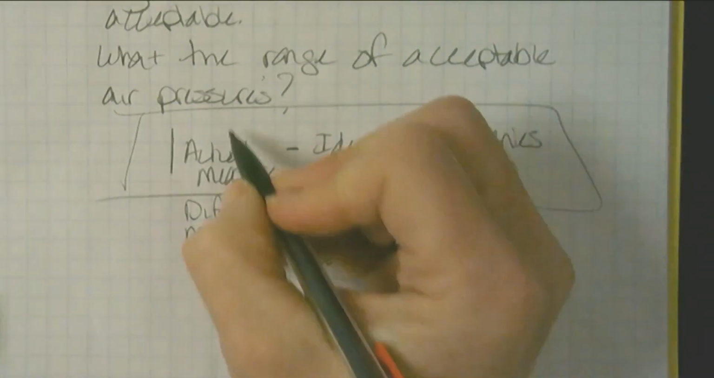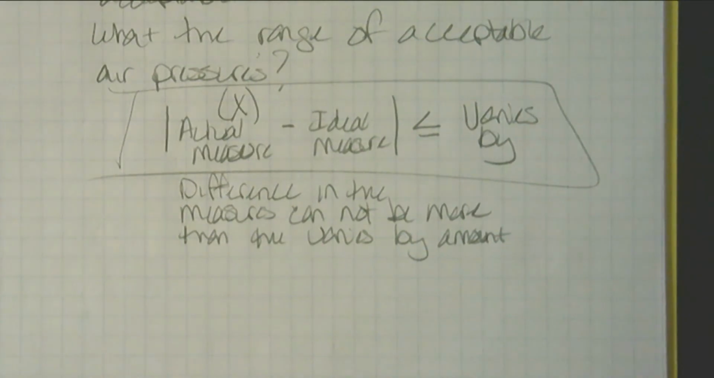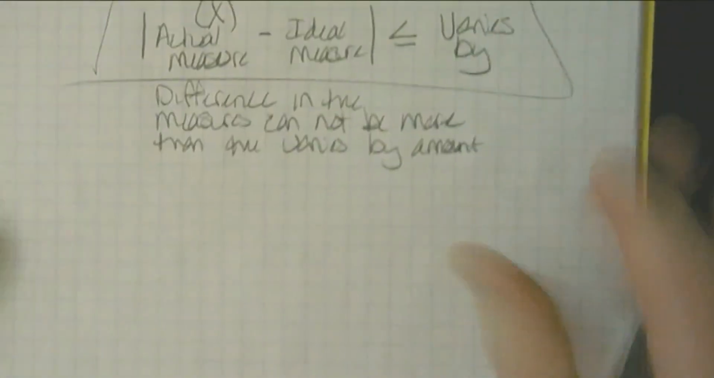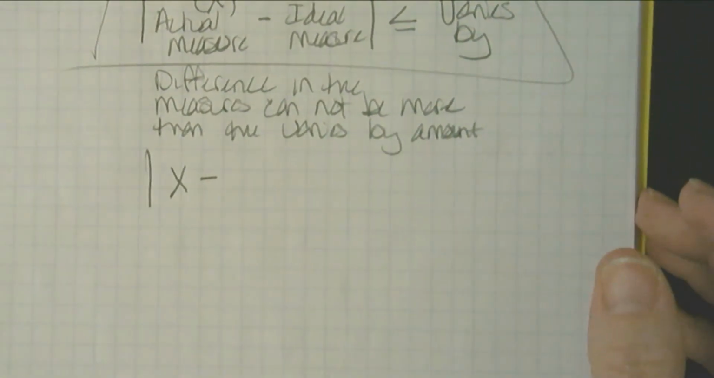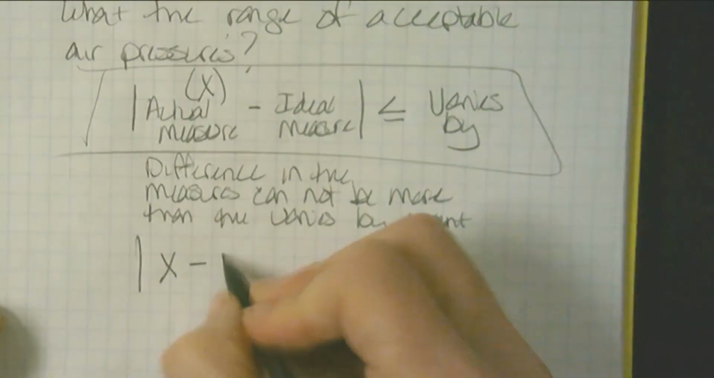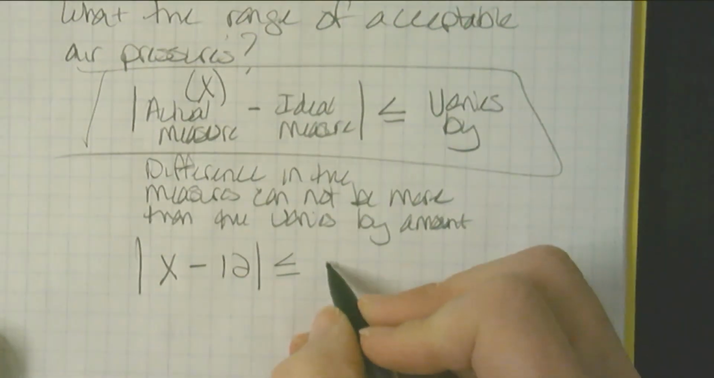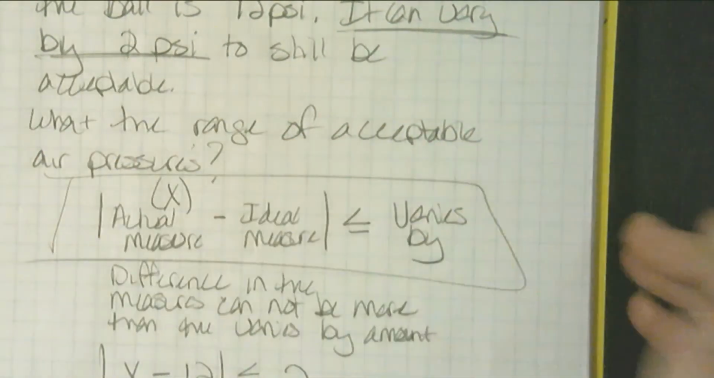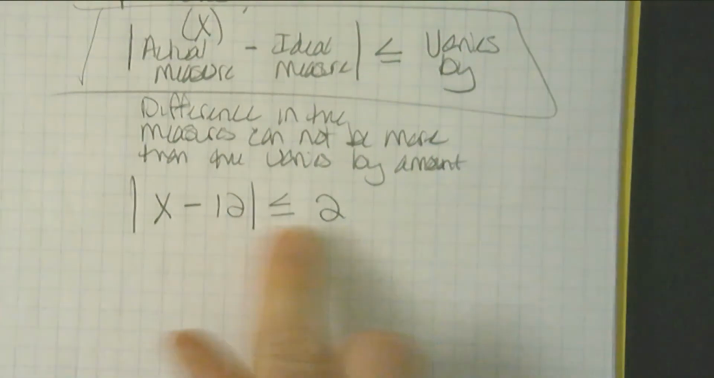I don't know my actual. There's my x. This formula is the same no matter what it is that you're measuring. So I have the absolute value of x minus, what's my ideal pressure here? What's my ideal pressure, Matthew? 12. Is less than or equal to, Matthew, what's my varies by? 2, because it can vary by 2 psi. So I have the absolute value of x minus 12 is less than or equal to 2.